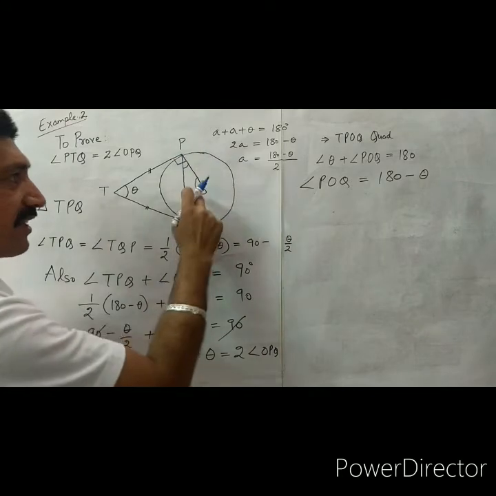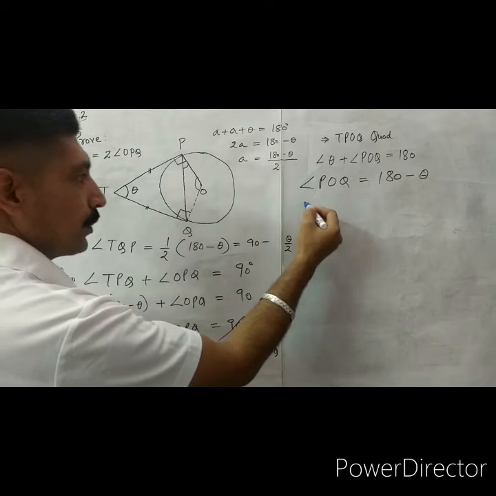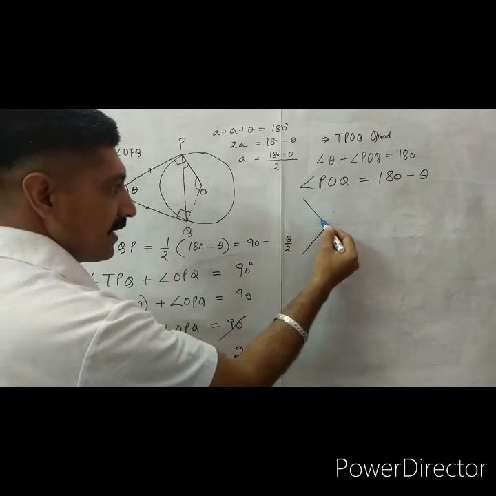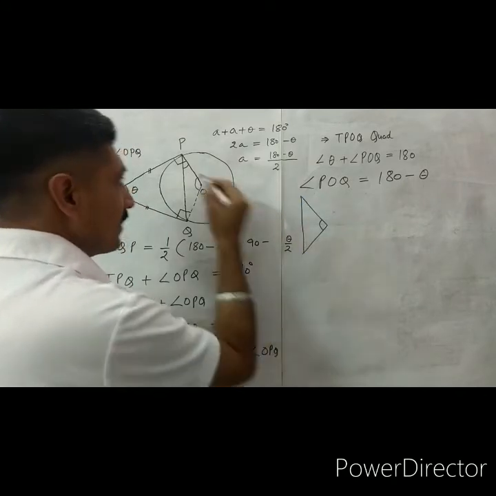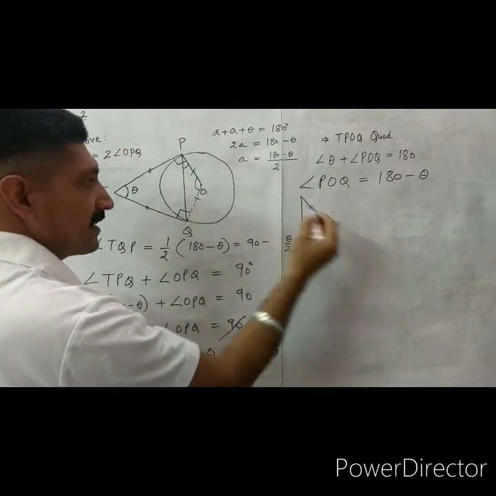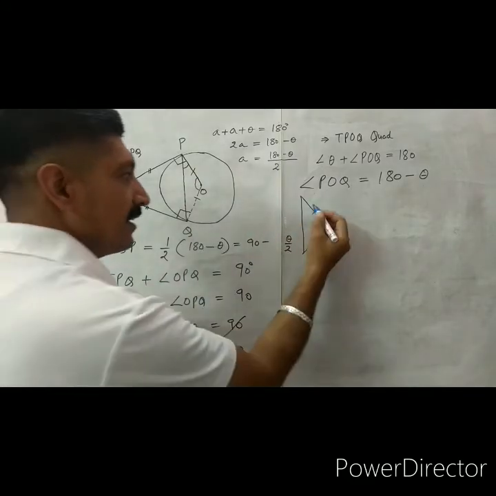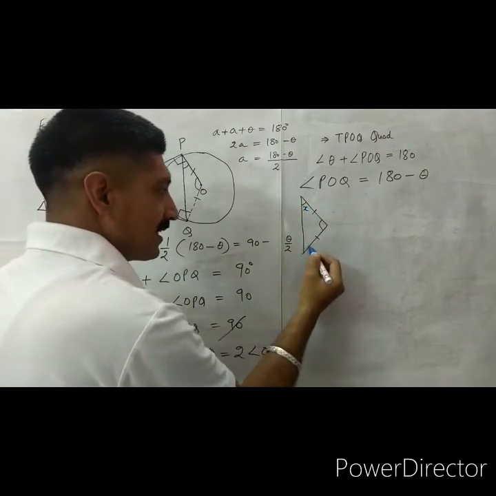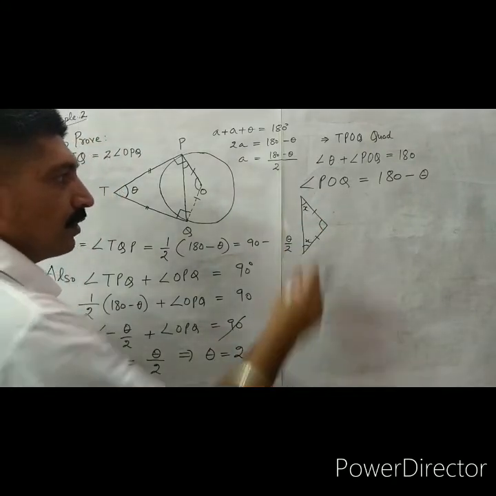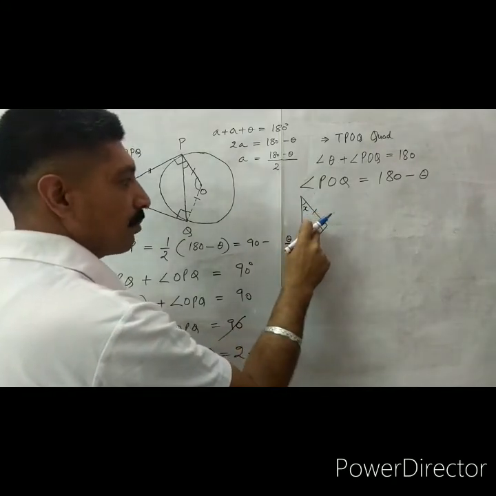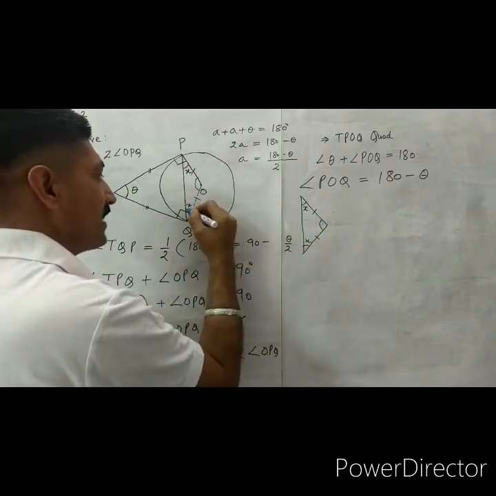Now here in this triangle POQ, if I am drawing triangle POQ here, this angle is 180 minus theta. These two sides are the radius. These sides are the radius. So this is also an isosceles triangle. So let the angles be X and X. Both angles are equal. Same in this triangle also. So according to the angle sum property of a triangle, this angle is X, this angle is also X here.